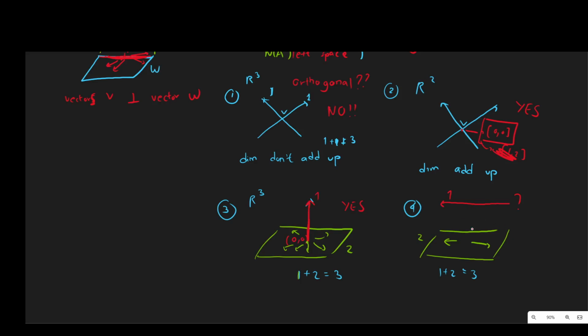Okay, so another thing to look at is that these subspaces don't go through the origin. They don't go through 0. So it's not a subspace to begin with. So in this case, yep, it's not orthogonal. Of course, it's not a subspace, so we don't even need to consider it.